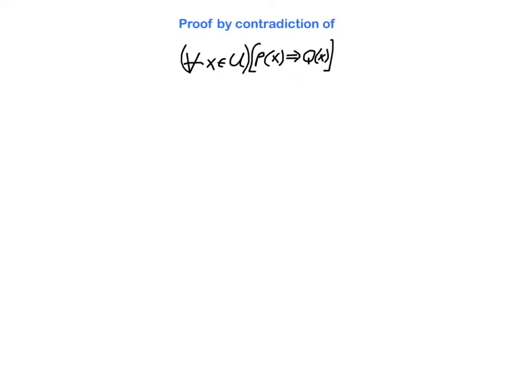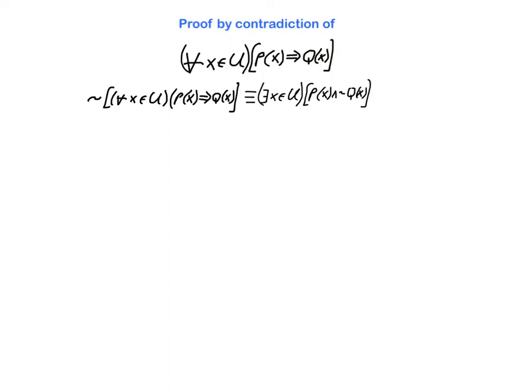Now let's apply the method of proof by contradiction to a statement that looks like this, a conditional statement that's universally quantified. So let's recall what is the useful denial of a statement of this form. It is that there exists an x in u such that, then a useful denial of this is not conditional at all. It's p of x and not q of x. And so a useful denial of this is there exists an x in u such that p of x and not q of x. So let's now, for this particular type of proof, write down proof by contradiction.